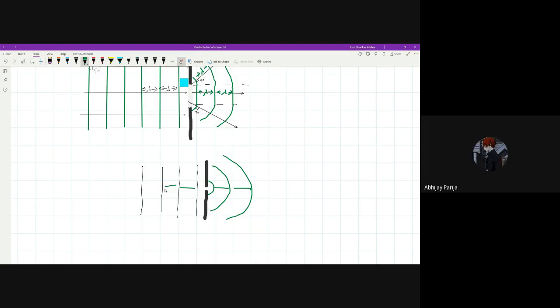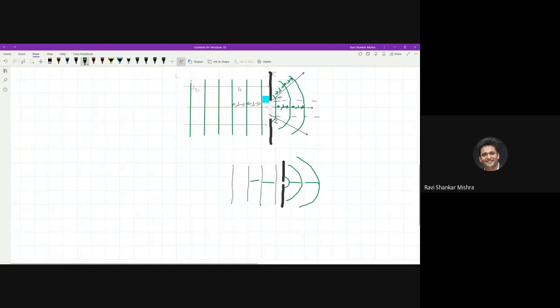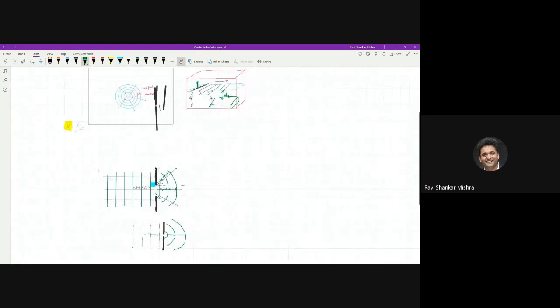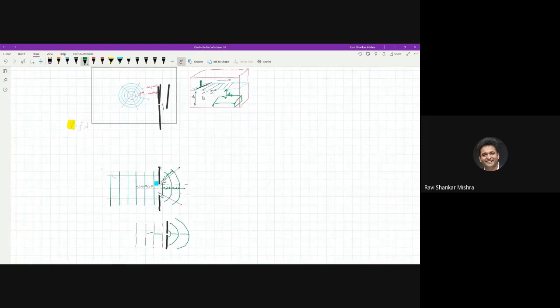Now, sir, if the gap is extremely small, then it will behave like a point source and you will be getting circular wavefronts. But if the gap is in the order of the wavelength, then you can see how the diffraction is going to be, right? Is it clear? Draw these images, or take a screenshot, whichever is convenient for you. And do write down whatever I have told you just now in your own words.